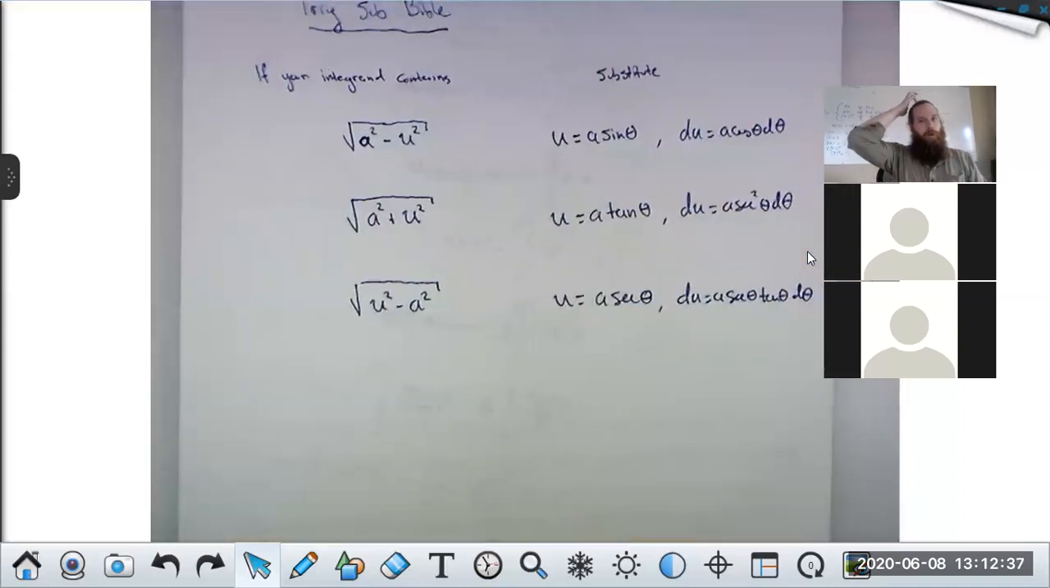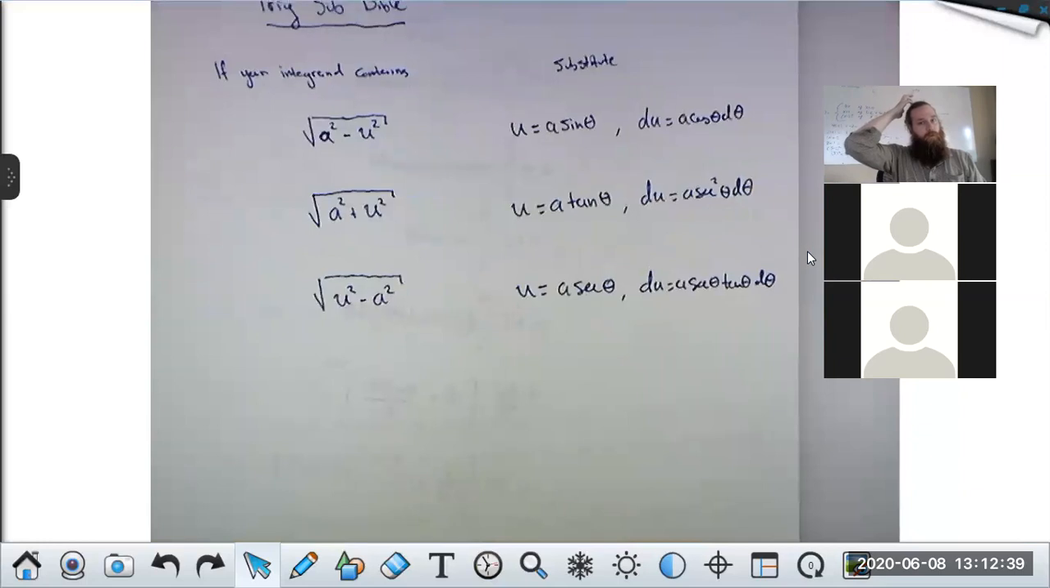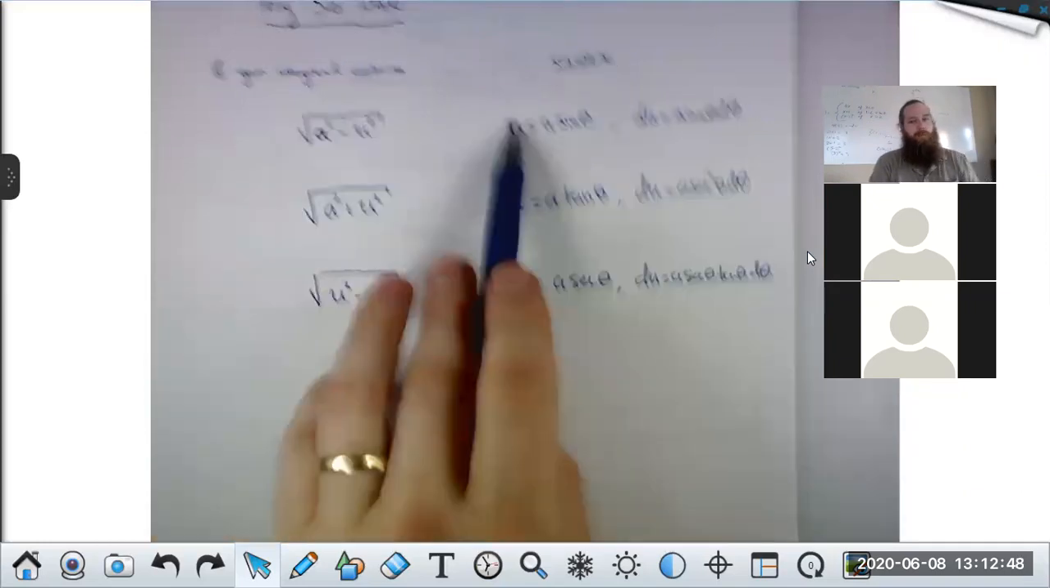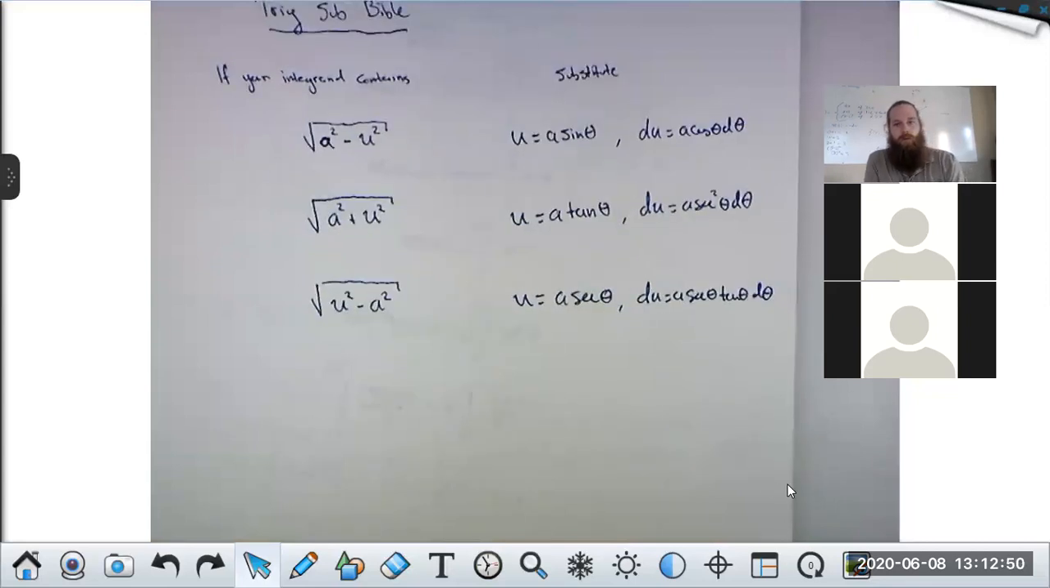And this comes from the Pythagorean identities, right? It's because of the Pythagorean identity sine squared plus cos squared equals 1 that this will clean up nicely if you sub that in. Okay, so this is what you need to get started in your trig sub adventures.